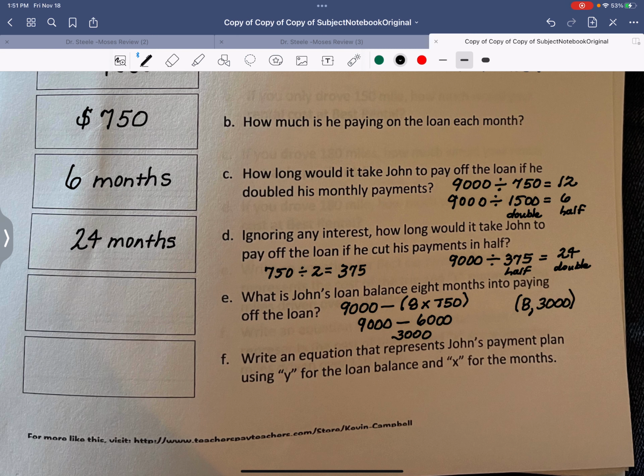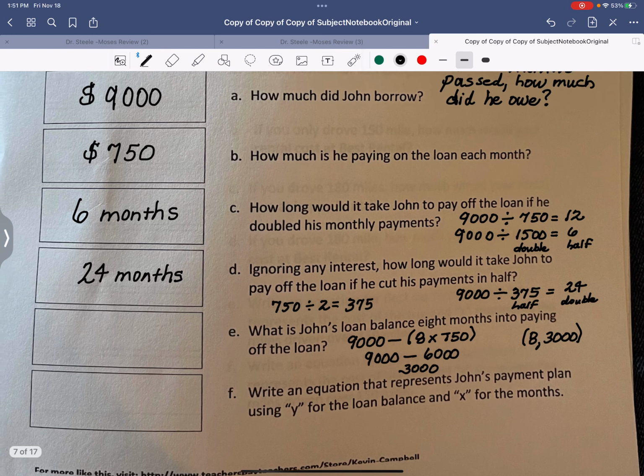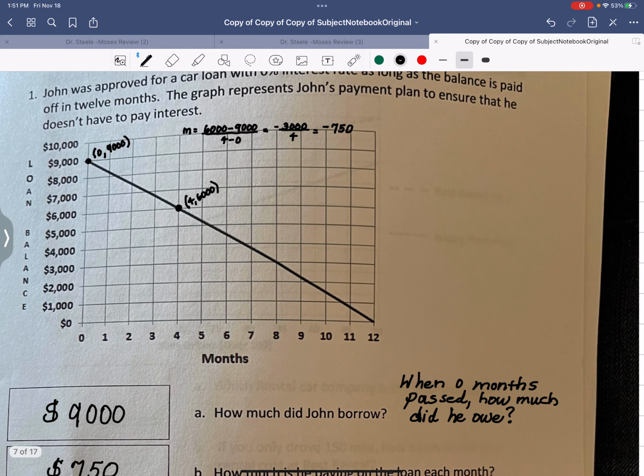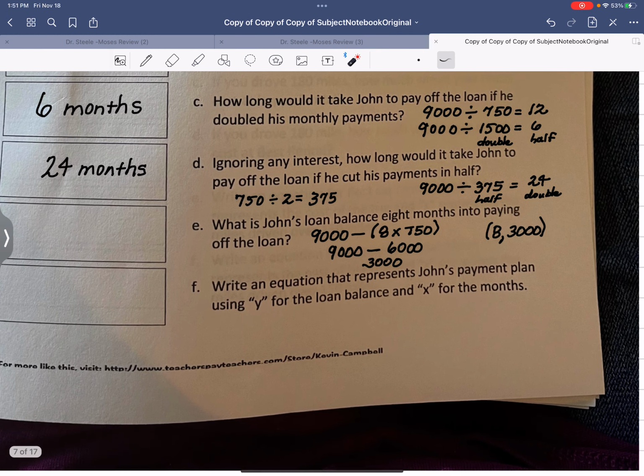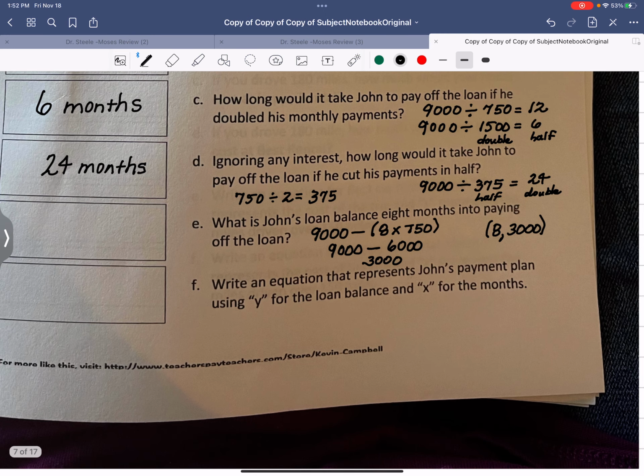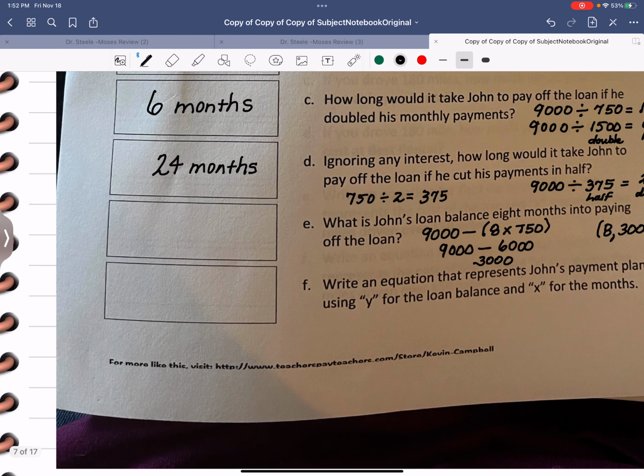And this is actually the way I would have done it. I would just have gone up to my graph. I would have found the 8-month mark and then gone up to this mark, which is, guess what? 3,000. So either way, you can do it. It'll work. Question was, what is his loan balance 8 months in? He still owes $3,000.